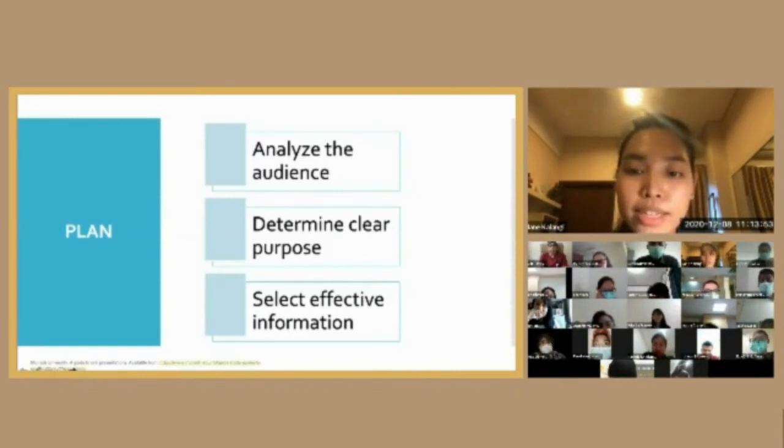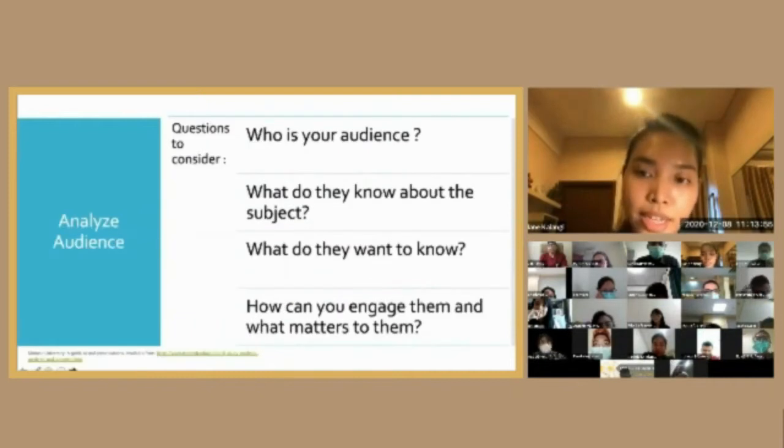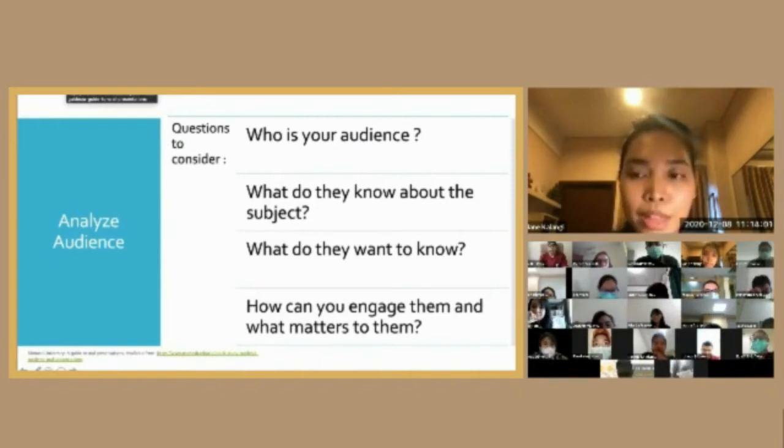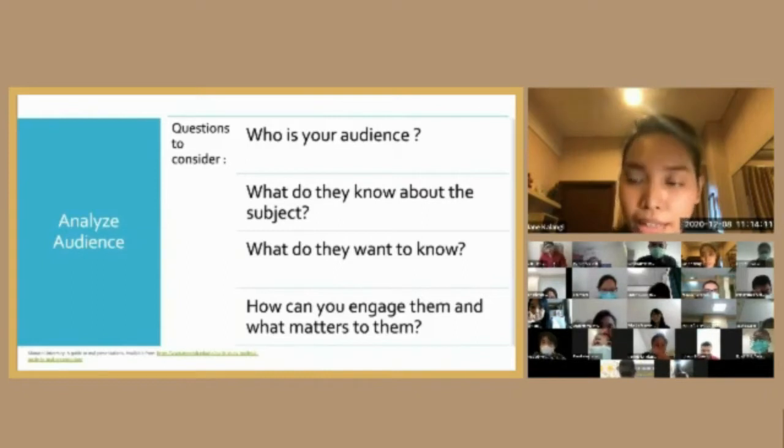The first point is you have to analyze your audience. There are questions to consider that can guide us when we want to analyze our audience. The first question is, who is your audience, or who will your audience be? Are they from the same line of profession, or do they not have any medical backgrounds? Are they from the same set of specialties or different? Which brings us to the next question. What do they know about the subject?